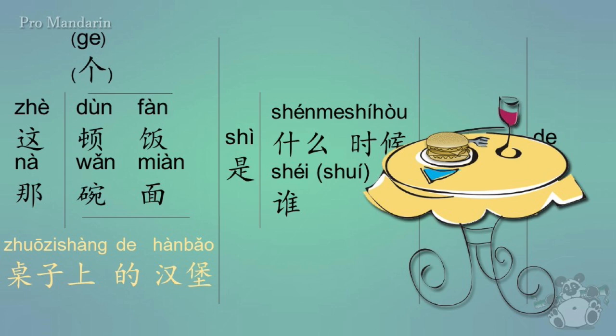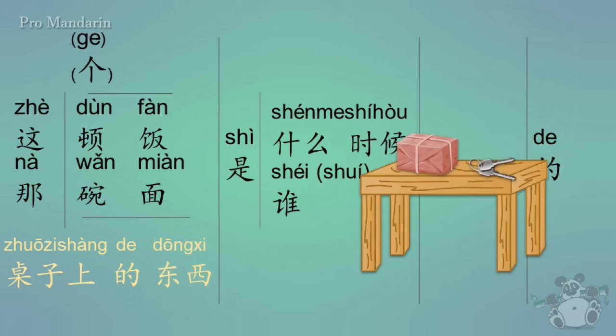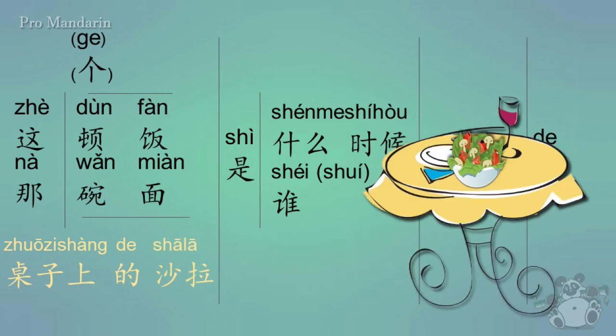Now I could use anything as a noun after that, because what I'm doing is I'm putting all the description just before de, and then I say the noun. So I could say 桌子上的东西, which would be the things that are on the table, as you see here. Or I could say 桌子上的沙拉, so the salad that's on the table. Or how about 桌子上的葡萄, the grapes that are on the table, and so on. But today we're going to use 桌子上的汉堡, okay?